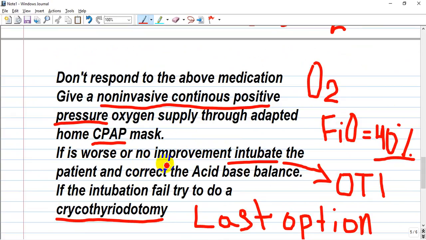So if with this CPAP mask the patient does not improve, we are going to intubate, usually oral tracheal intubation, and at least half an hour is needed for changes in respiratory indices. So if intubation fails, try to do a cricothyroidotomy. It's the last option and not often done.